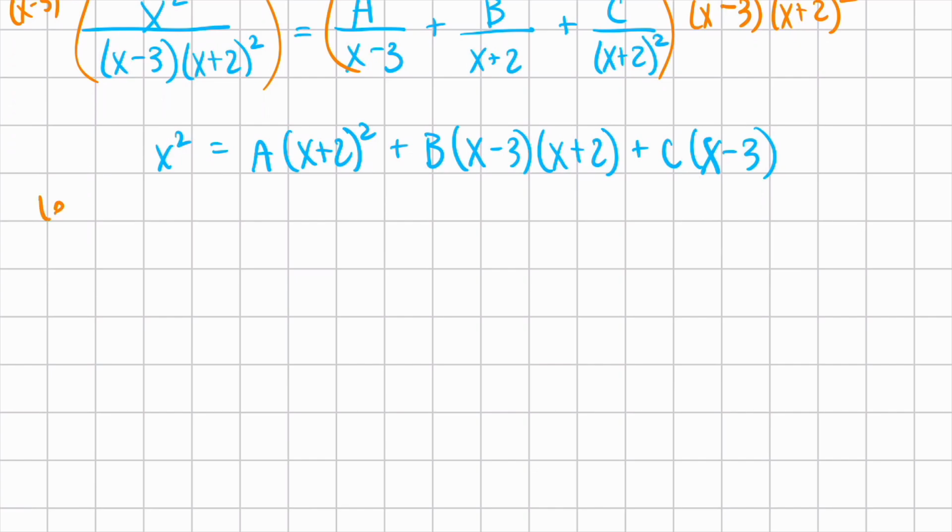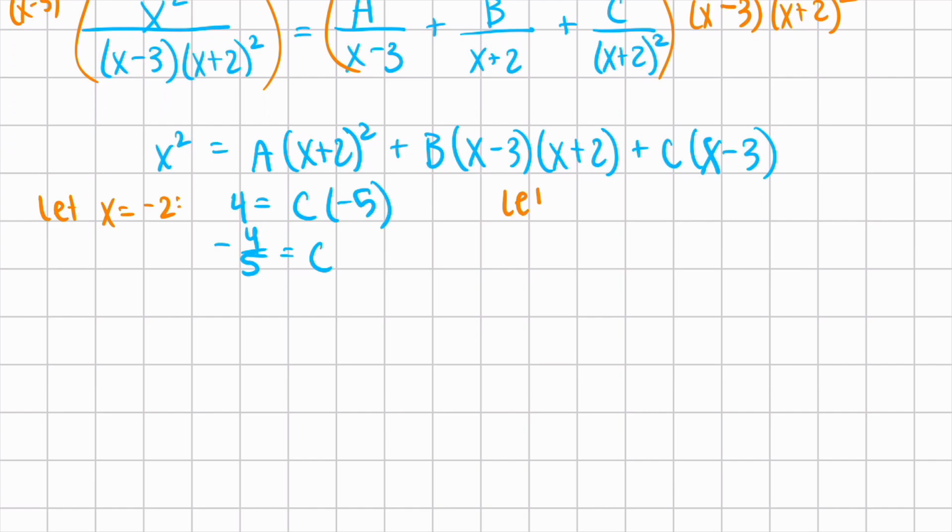I'm going to start by letting x equal -2. That's going to help us isolate C. On the left side, -2 squared is 4. The A term cancels, the B term cancels. I get C times -5. So that means C is -4 over 5. It is okay to get a fraction as one of your constants.